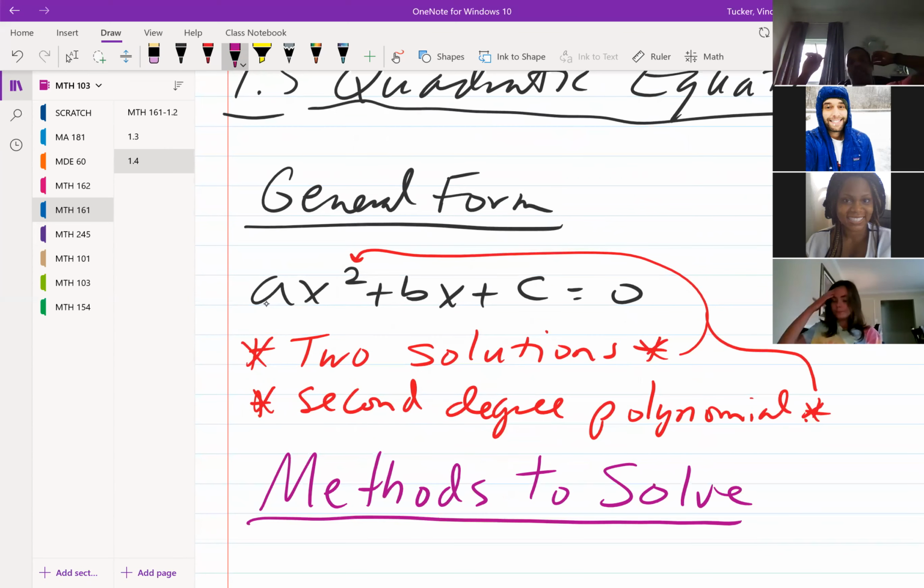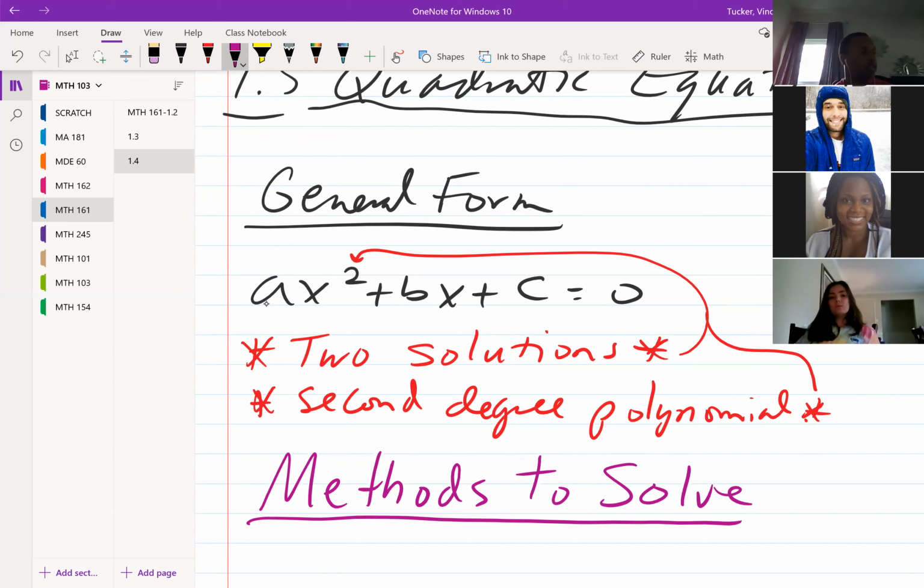All right, so our quadratic equations. Our general form of our quadratic equation will be ax squared plus bx plus c equal to 0. We should be getting two solutions here because of the second degree polynomial. That second degree polynomial just means the highest exponent of your variable is 2.